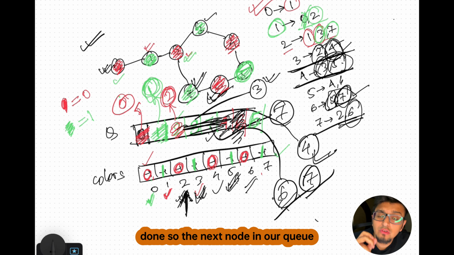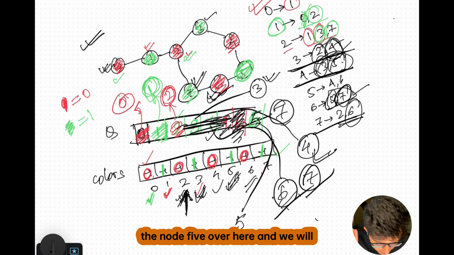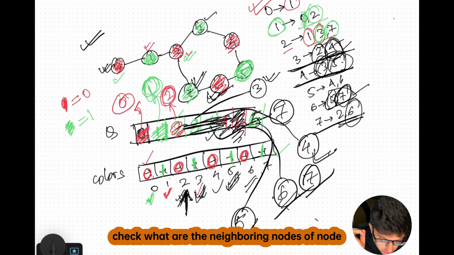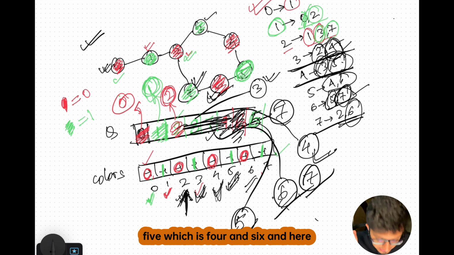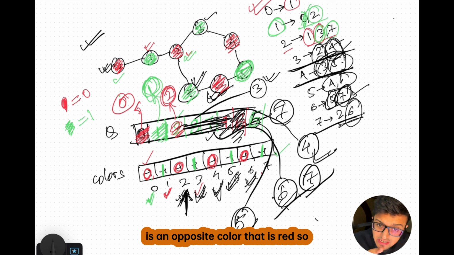So we are done. So the next node in our queue is node 5. So we will pop out node 5 over here, and we will check what are the neighboring nodes of node 5, which is 4 and 6. And here if you see, both the nodes 4 and 6 are already colored, and it is an opposite color, that is red. So it is fine. We do not have to do anything.